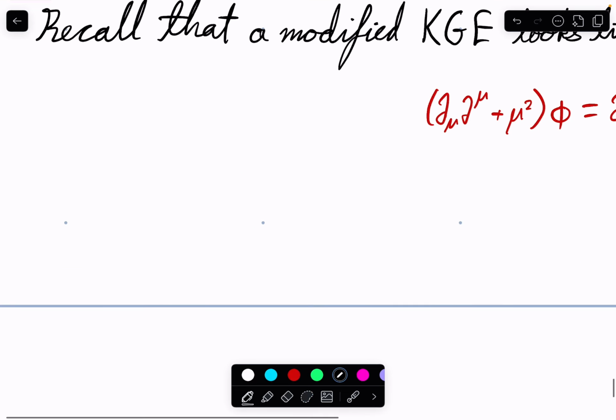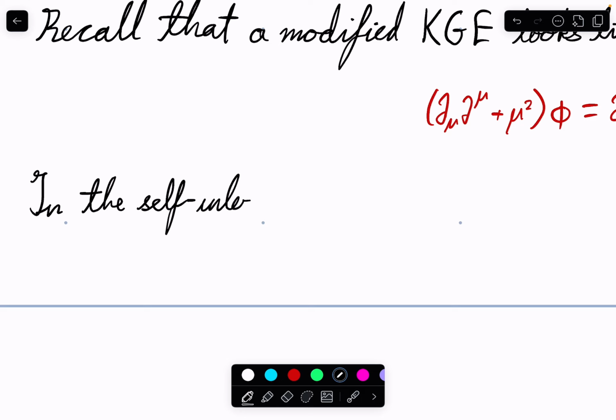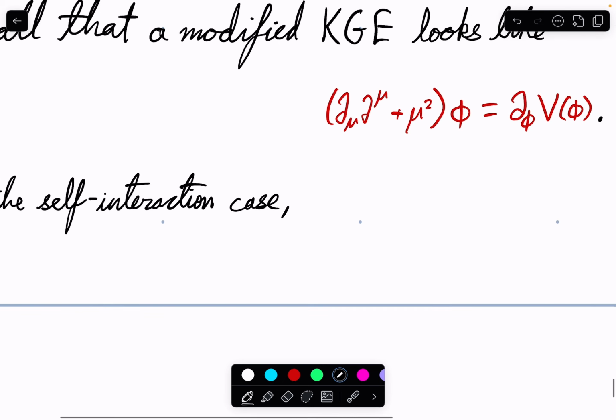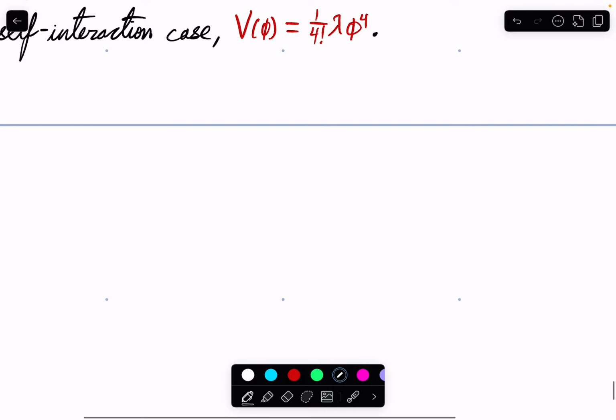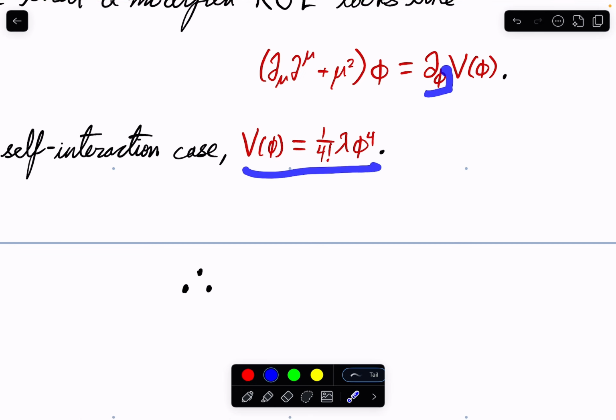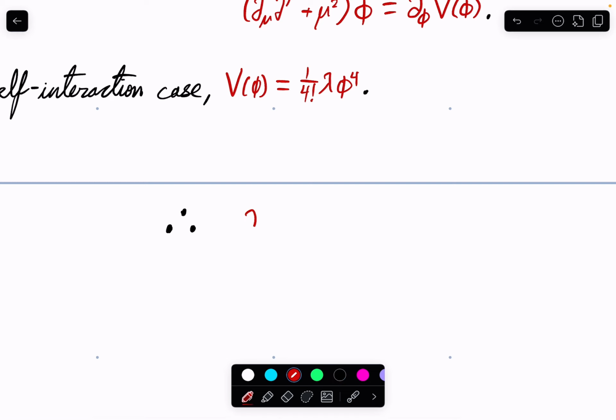In the self-interaction case, we have that this interaction term is quite literally just the 1 over 4 factorial lambda phi to the fourth. Therefore, let's take the derivative of this quantity with respect to the field. So we have this 1 over 4 factorial lambda phi to the fourth.